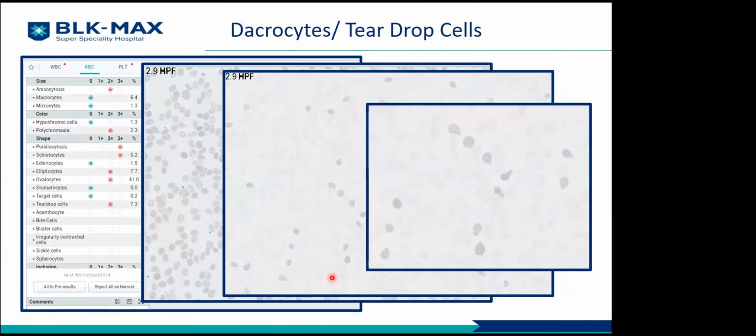Another case wherein we had presence of the teardrop cells, and if you see in this particular case, we have so many teardrop cells in the background, and all of them have been very distinctly highlighted.